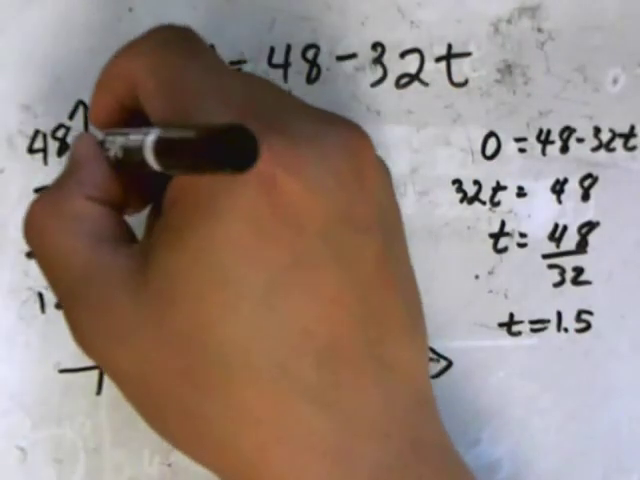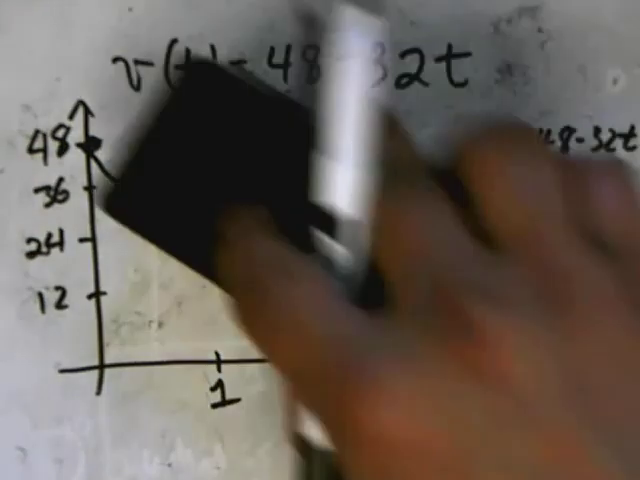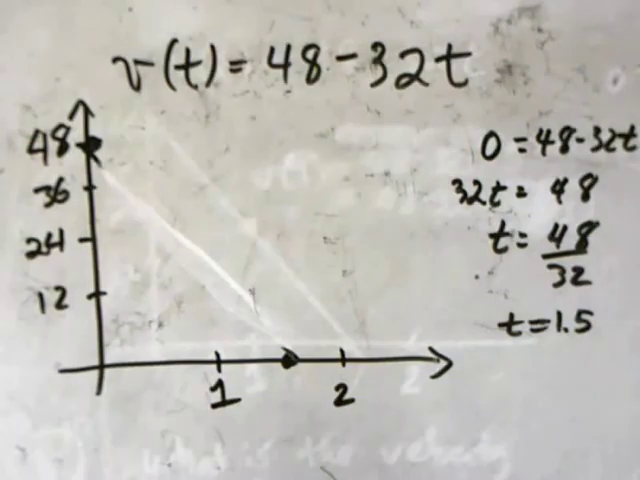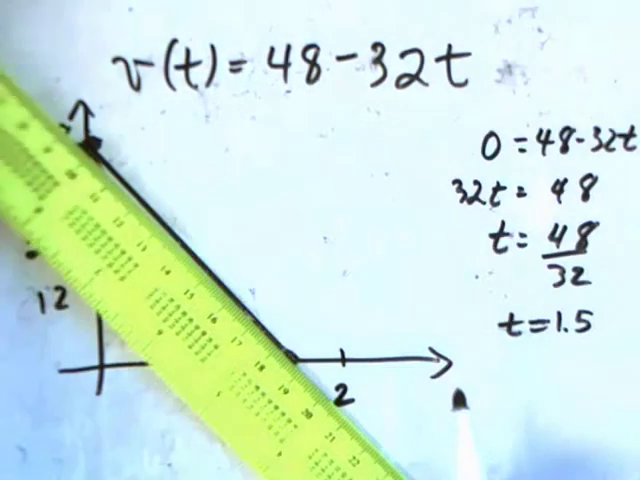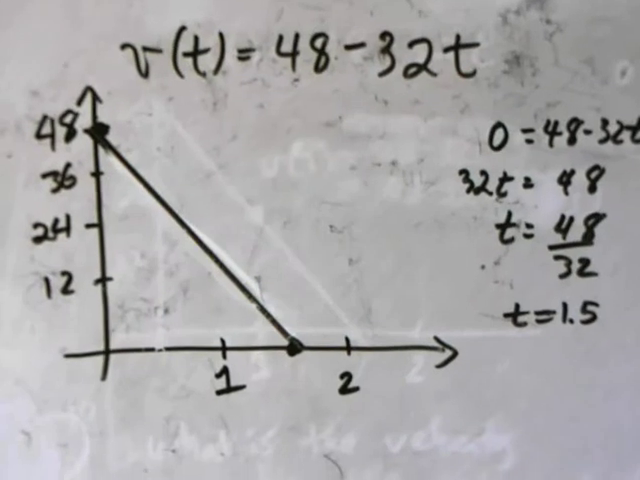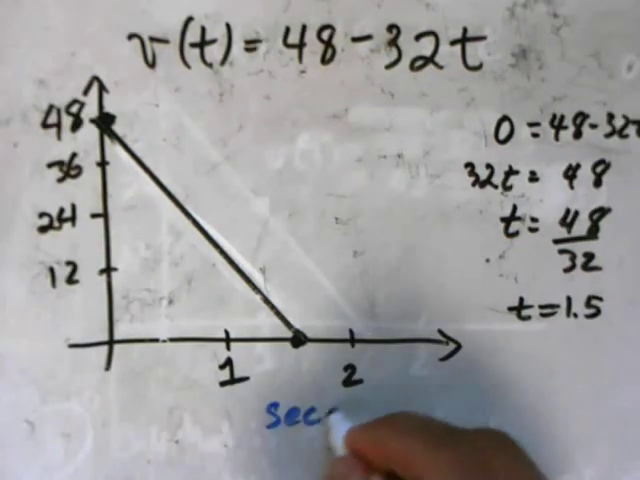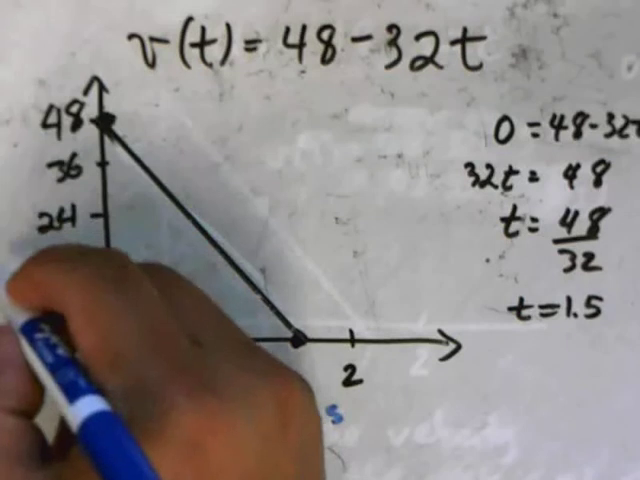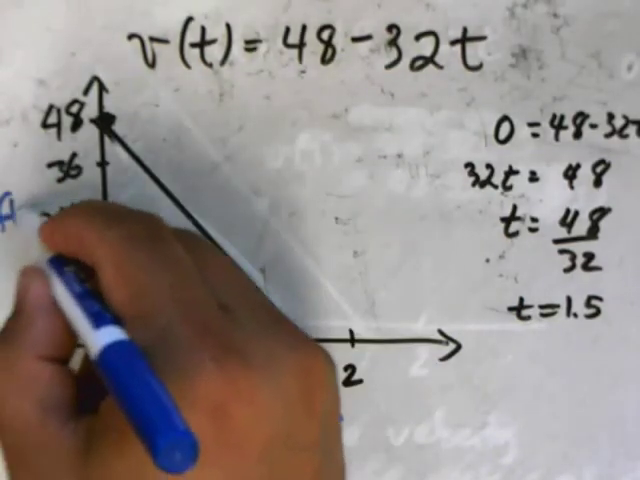This is the y-intercept, and this is, of course, a line. This is the equation of a line. Let me draw this better here using a ruler. And so there you have it. And again, this line right here represents how fast the ball is moving. This axis is in seconds, and this is the velocity along the y-axis, so this is in feet per second.